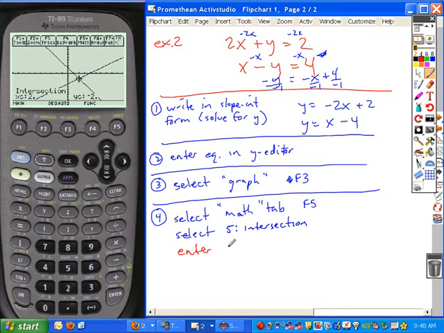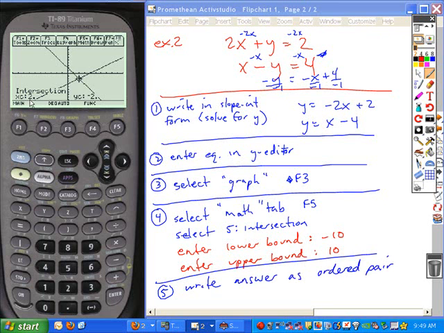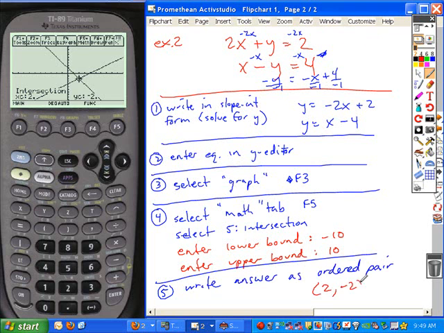Okay, so you're going to enter a lower bound of negative 10, enter your upper bound of 10, or again, any number that's to the left or to the right of your solution point, and then you'll get your answer. And you're going to write your answer as an ordered pair. And so your solution is an x-coordinate of 2, a y-coordinate of negative 2. So this is a solution for both of those equations.